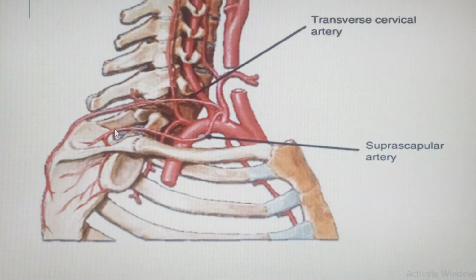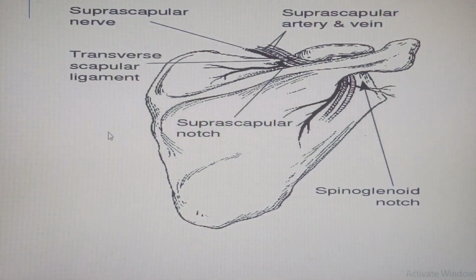Now this suprascapular artery will approach the scapula to meet a nerve, the suprascapular nerve. Remember, it is very important for you to know the relationship between the suprascapular artery, or the suprascapular vessels, and the suprascapular nerve. So artery for above and nerve for below. Now as they meet around the scapular area, this is the medial border, this is the lateral border, and we have the superior border.